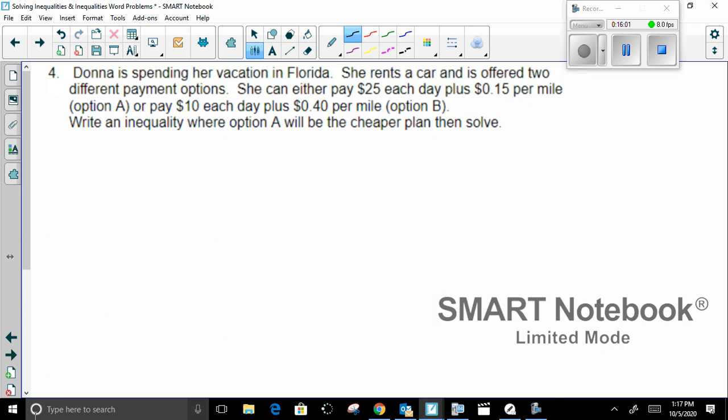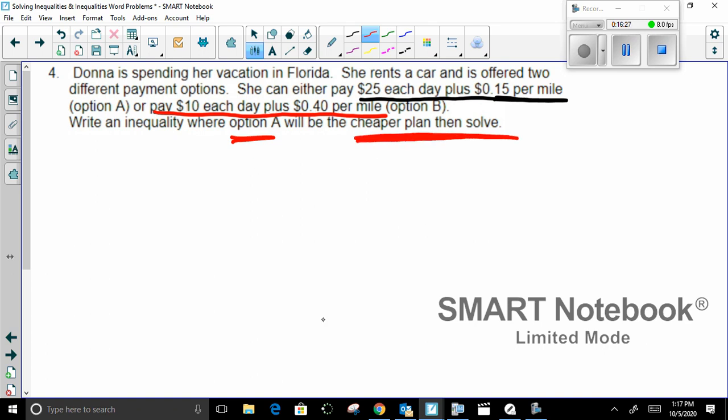So Donna is spending her vacation in Florida. She rents a car and is offered 2 different payment options. She can either pay $25 each day plus 15 cents per mile, or she can pay $10 each day plus 40 cents per mile. Write an inequality where option A will be the cheaper plan. So where you will spend less money on option A.